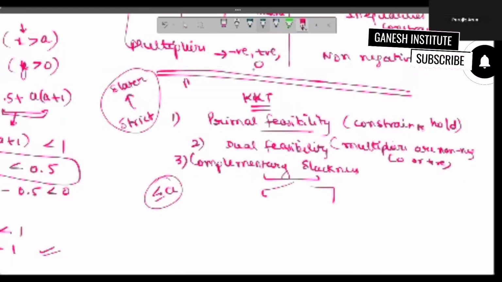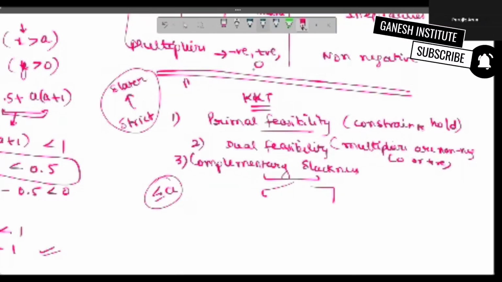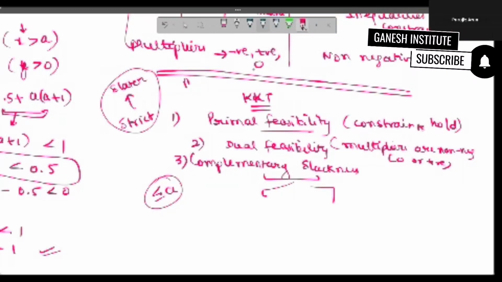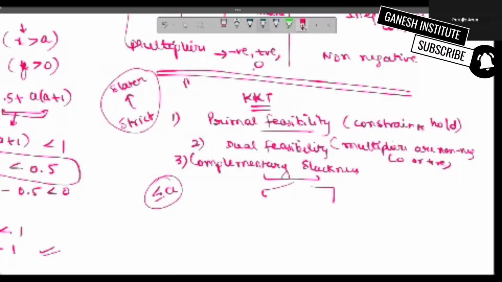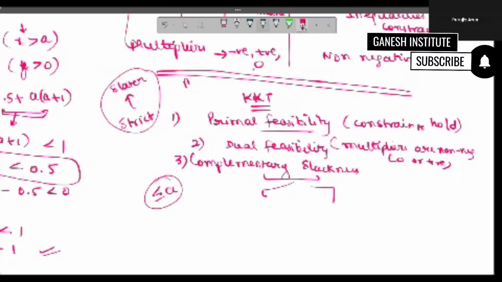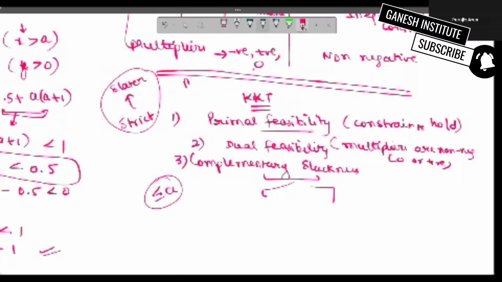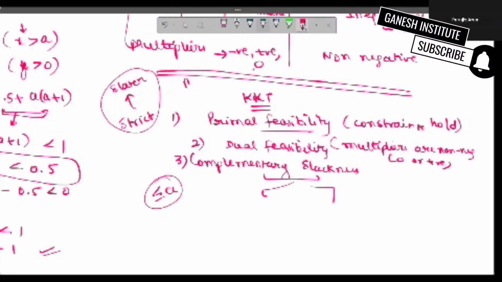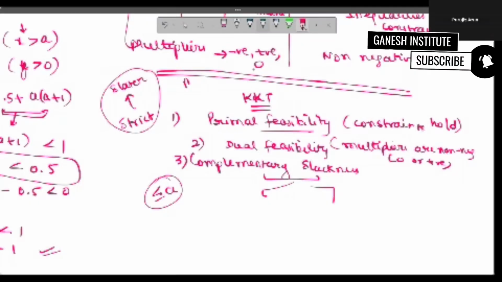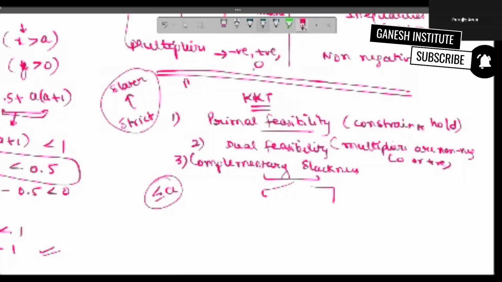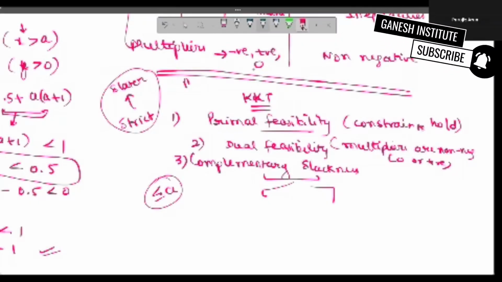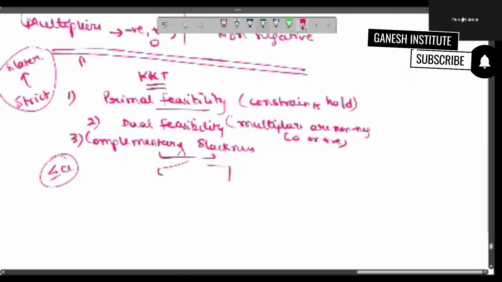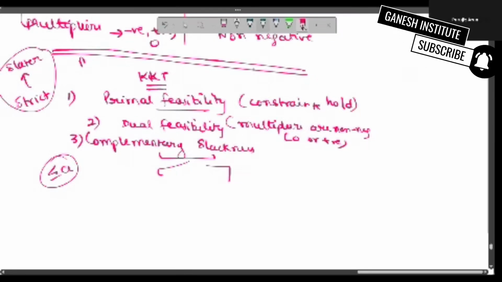Yeah, so in primal feasibility, we are telling that the constraints hold. I got confused between the constraint and the Lagrange multiplier itself. I got you. Let me rewrite the function for you.